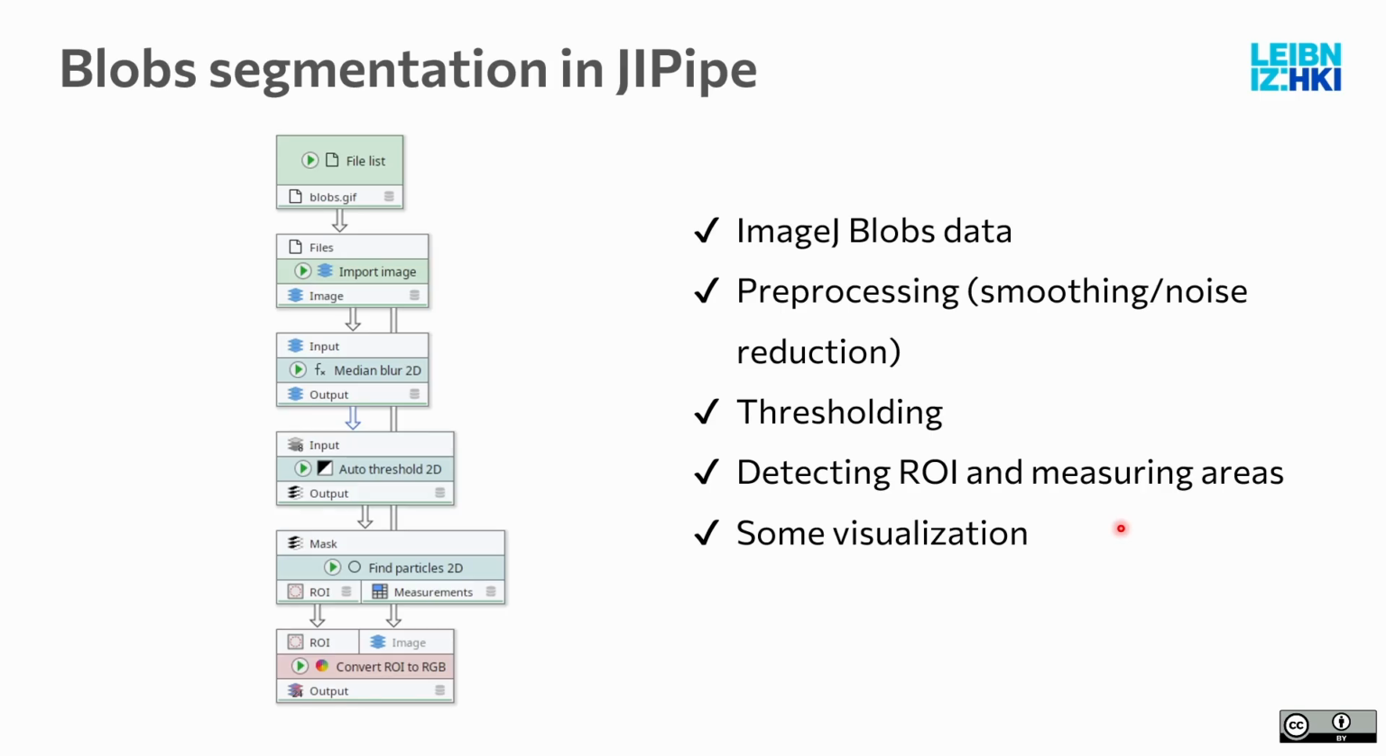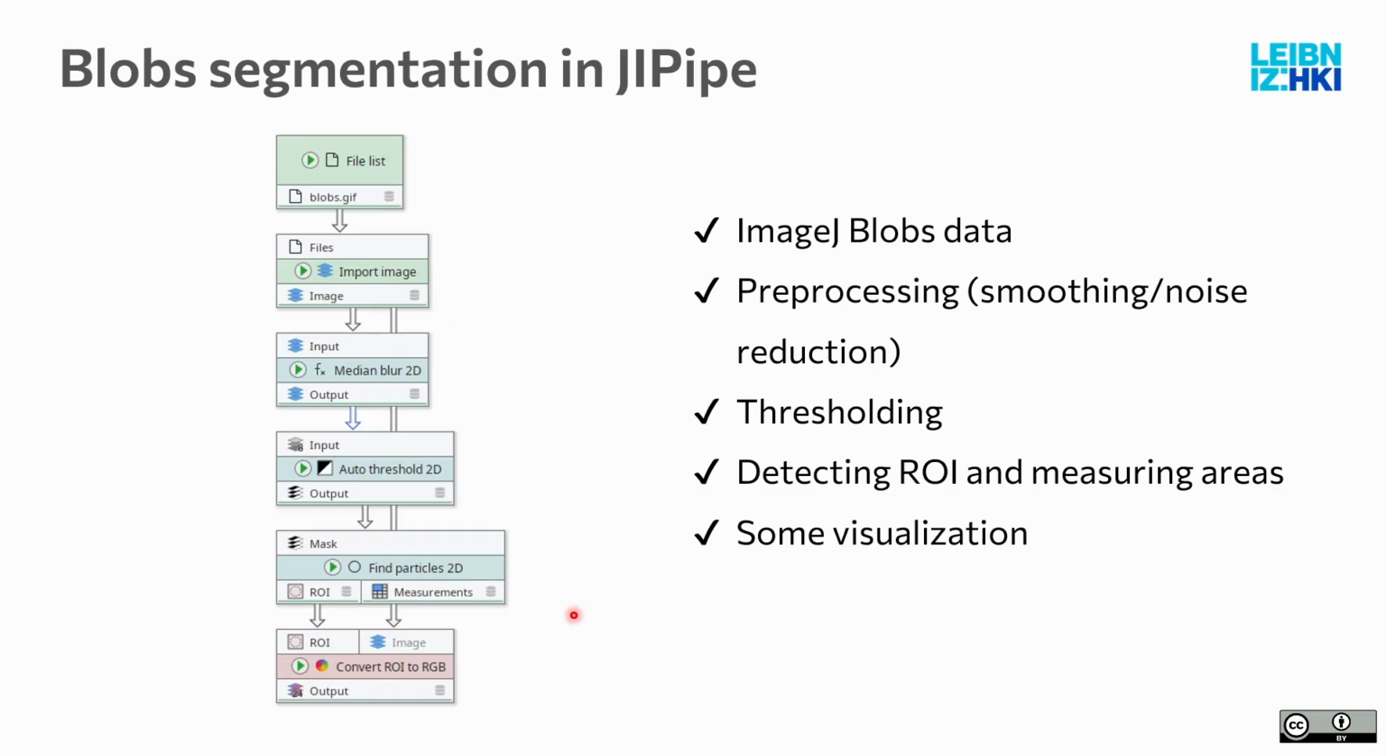So this is the one that I made a screenshot of that you are provided in your folder. It looks like that. You get the blobs. We have everything in there. We have some basic pre-processing, here this median. Then you have auto thresholding, and then nothing else. Then we have a simple detection of ROI, measuring the areas directly in the same node.